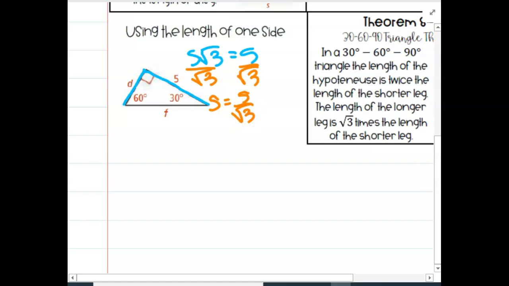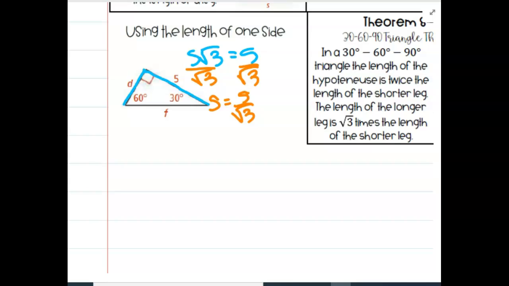Now, since it's my first year teaching geometry and I am learning along with you guys, I realized that I probably should have gone over all of the simplifying of radicals, not just the cake and the dividing out common factors one, because this is not in simplest form. Do you remember why? You cannot have a radical in the denominator. Remember that from last year.